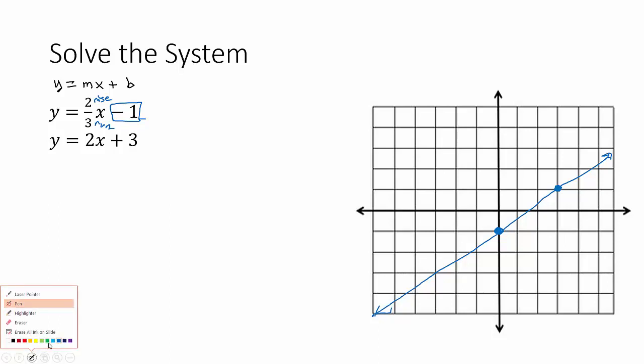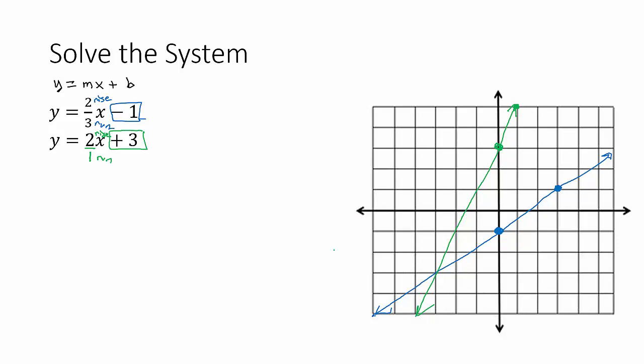The second one I'm going to graph in green. The second line has a y-intercept, or starting point, up here at 3. And its slope is 2. Well, if I make that into a fraction, 2 over 1, we're going to rise 2 and we're going to run 3. I'm sorry, run 1. 2 over 1. So rise 2, run 1. And if I keep doing that, the graph kind of looks like this.